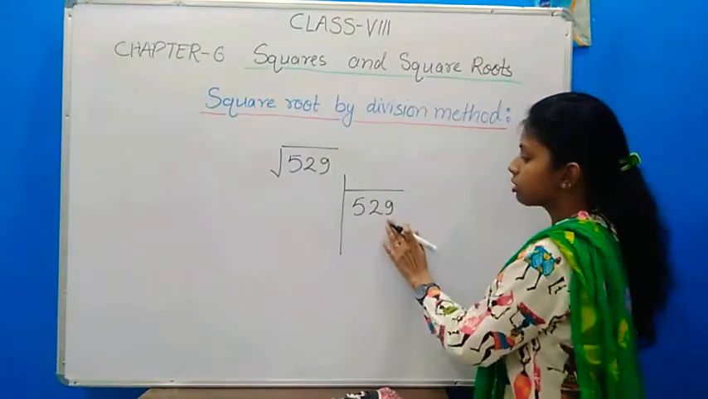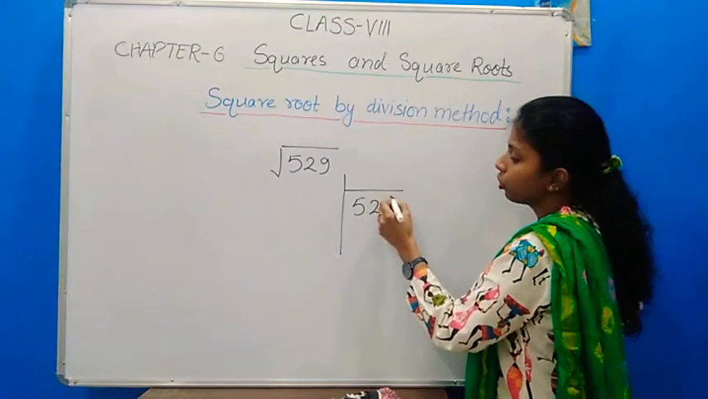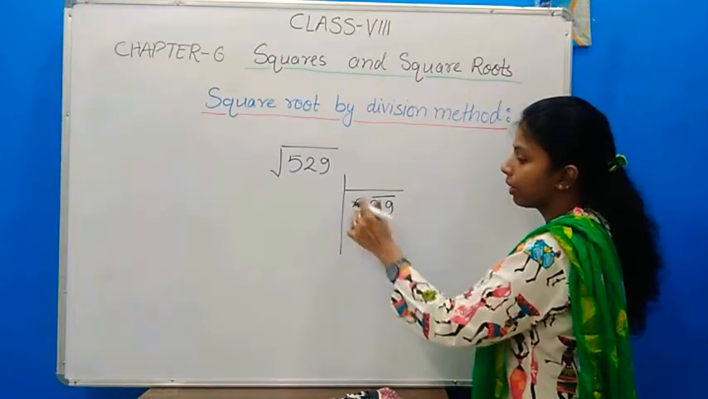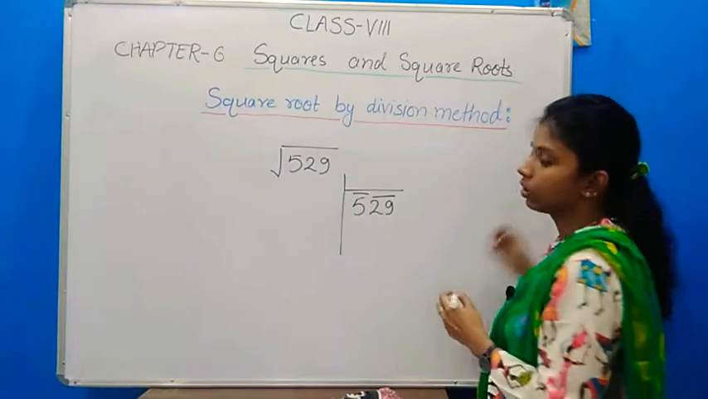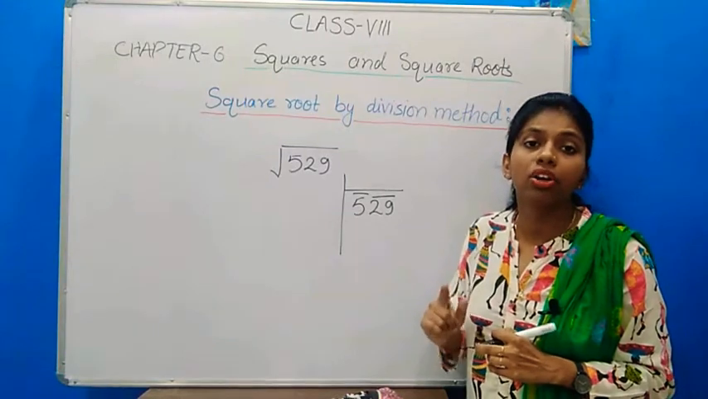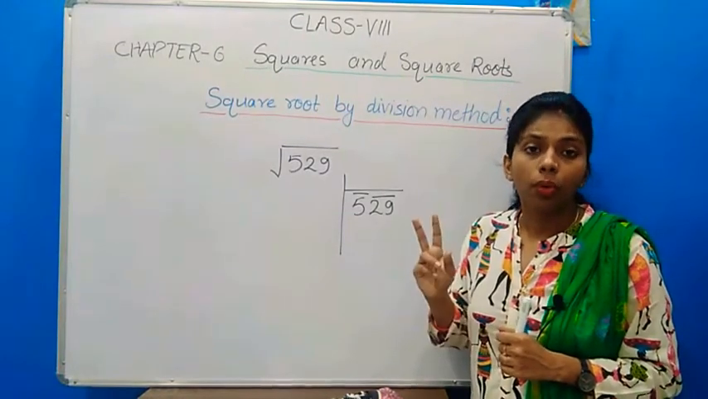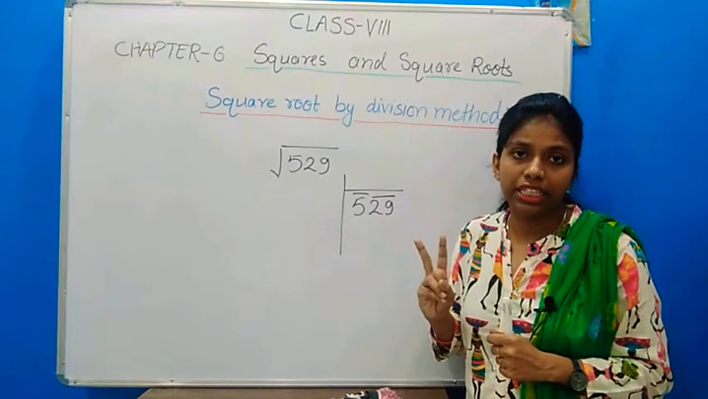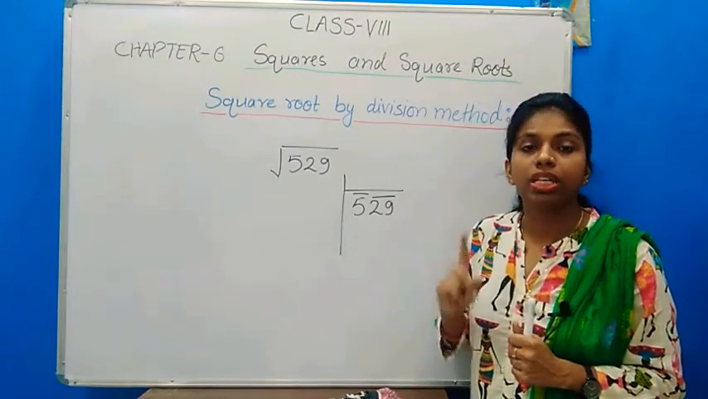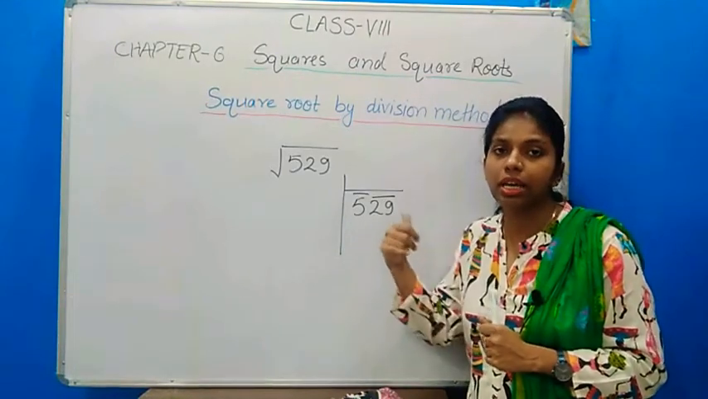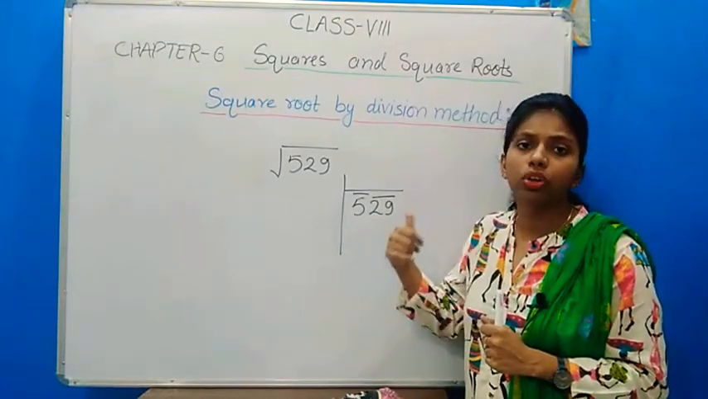So here the ones place is 1. We are going to put a bar over these two numbers. Then we have only one number left, so we put a bar on this. We have to remember that we put a bar over one pair of numbers, meaning two numbers at a time, and that bar must start from the ones place.